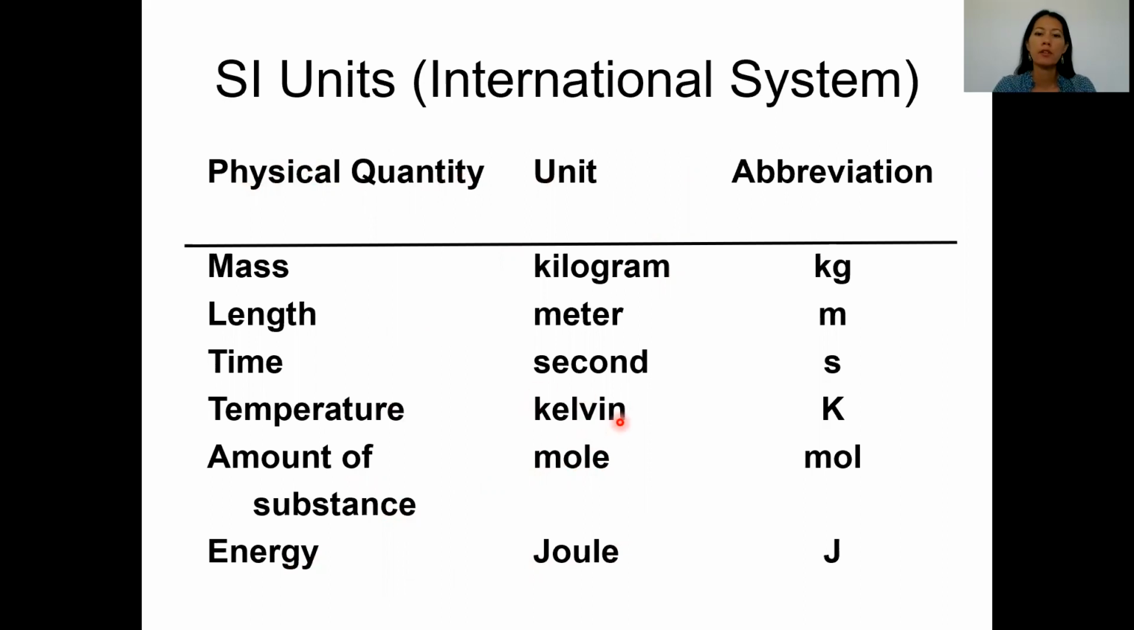Temperature is Kelvin, not Celsius or Fahrenheit. However, in the lab, your thermometers usually measure Celsius, so you'll learn conversions there. Length uses meters, and this is good because it works with the power of 10, and mass is kilogram.